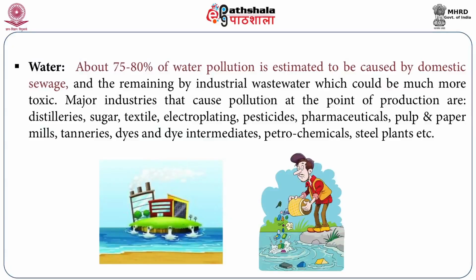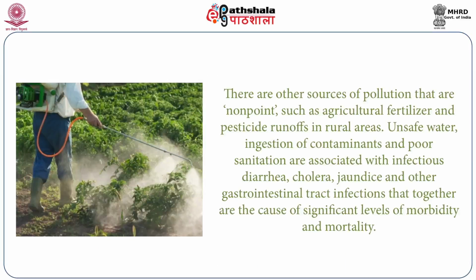About 75 to 80% of water pollution is estimated to be caused by domestic sewage, and the remaining by industrial wastewater, which could be much more toxic. Major industries that cause pollution at the point of production are distilleries, sugar, textile, electroplating, pesticides, pharmaceuticals, pulp and paper mills, tanneries, dyes and dye intermediates, petrochemicals, and steel plants. There are other sources of pollution that are non-point, such as agricultural fertilizer and pesticide runoffs in rural areas.